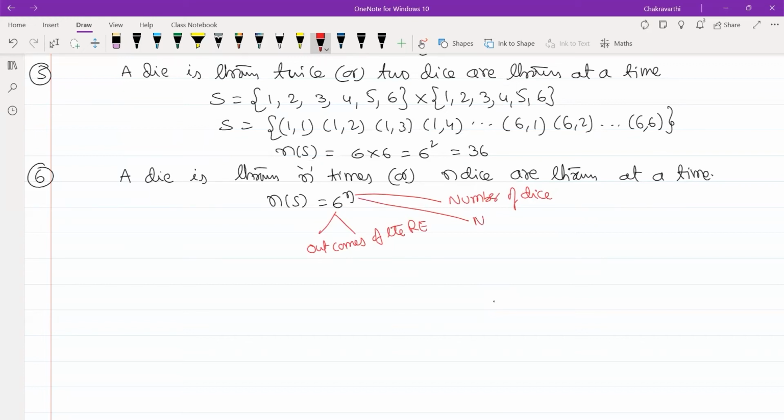One more aspect: number of trials. You remember here, the number of dice are independent. By throwing the dice, the number of trials are independent. Die 1 does not depend on die 2. Die 2 does not depend on die 1. You remember this point here. It's very important one.